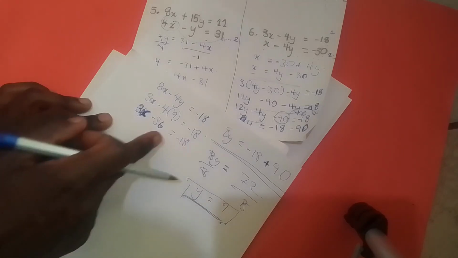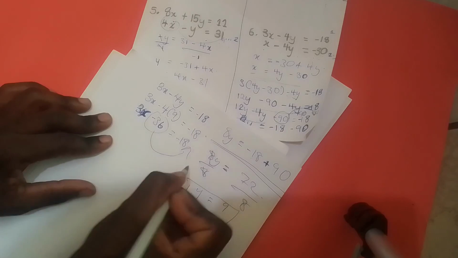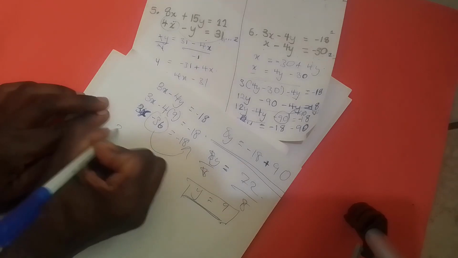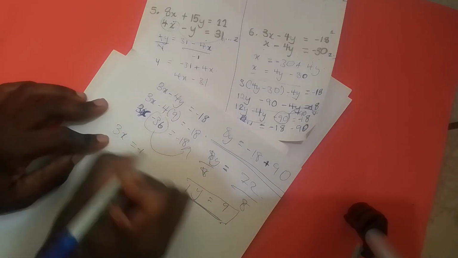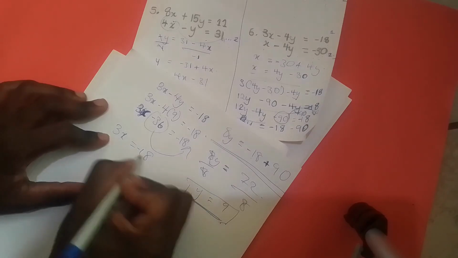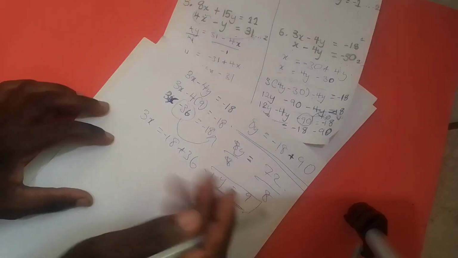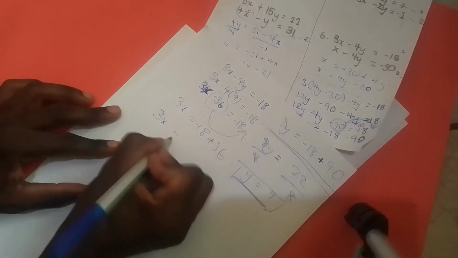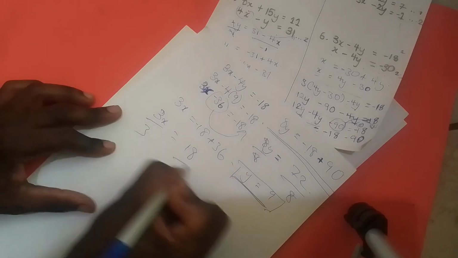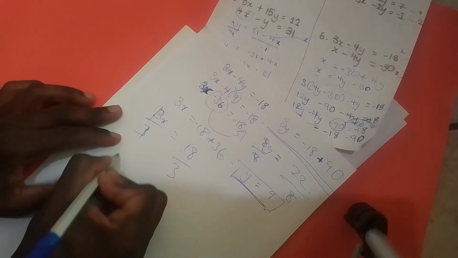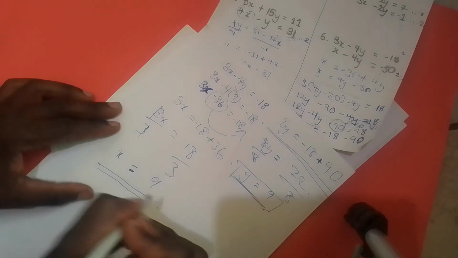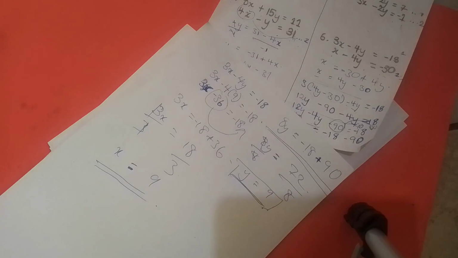Negative 36 flies across the equation and becomes positive 36. So 3x is equal to negative 18 plus 36. Negative 18 plus 36 is equal to 18. So 3x is equal to 18. If we divide by 3, x is going to end up with what? X is equal to 9 again. I hope the substitution method was clear to you.